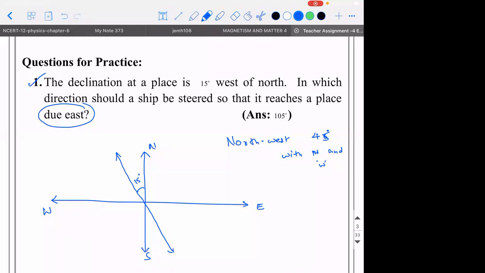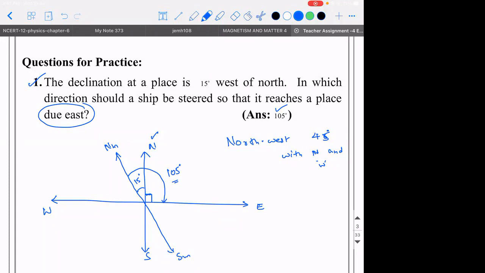So there is an angle existing between the geographic axis and the magnetic axis. So it is 15 degrees. At what angle is he supposed to steer so that he is able to reach due east? Is it not 90 plus 15, which is 105 degrees? And that is the answer.